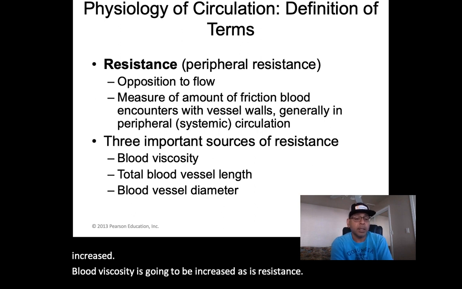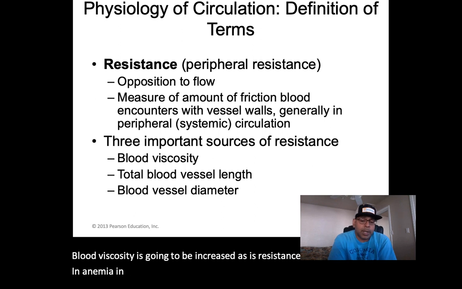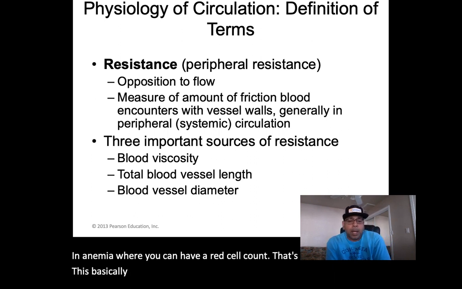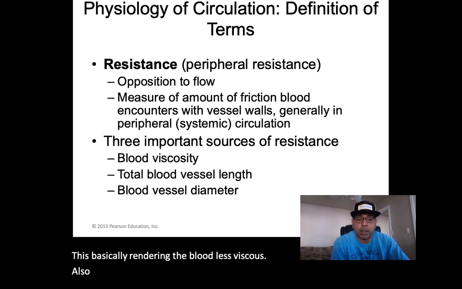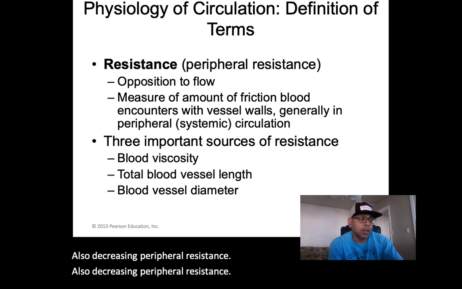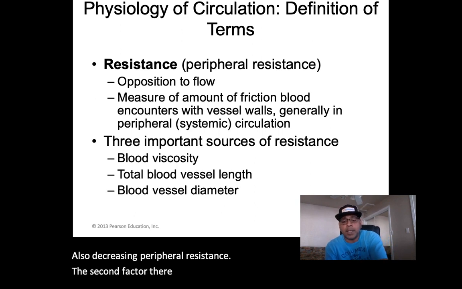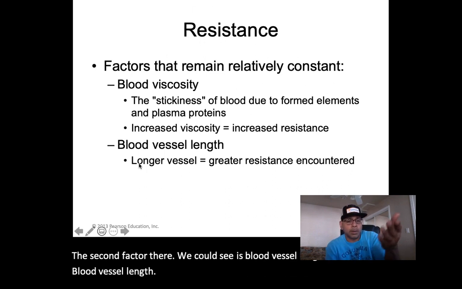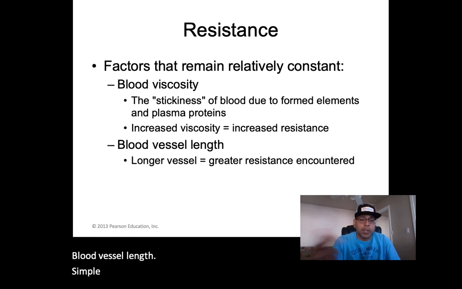In anemia, where you can have a red cell count that's decreased, this basically renders the blood less viscous, also decreasing peripheral resistance. The second factor there we could see is blood vessel length. Simple, straightforward.